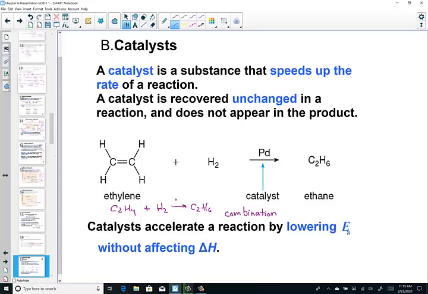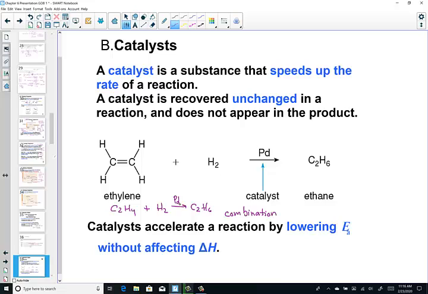Sitting on top of the arrow is the element palladium. The elemental symbol Pd is palladium. Since it's not a reactant, it's not a product, the catalyst will sit on top of the arrow, just as you see in this example. A catalyst is used and then put back at the end of the reaction. So it's recovered unchanged in the reaction. It does not appear in the product side. It does not appear in the reactant side.